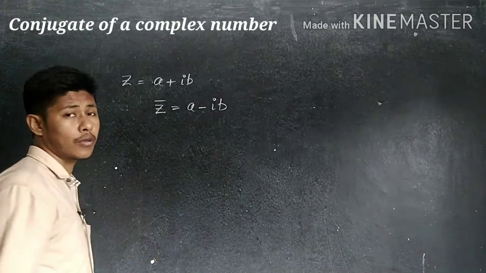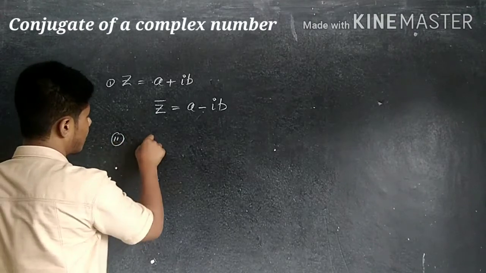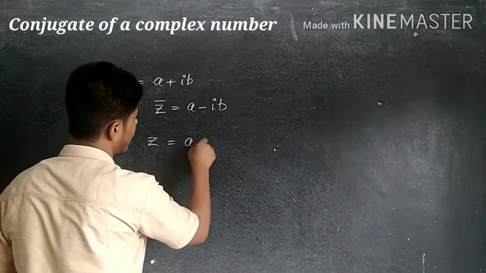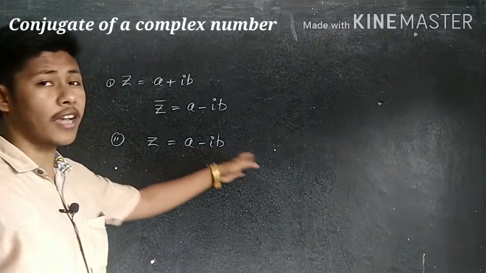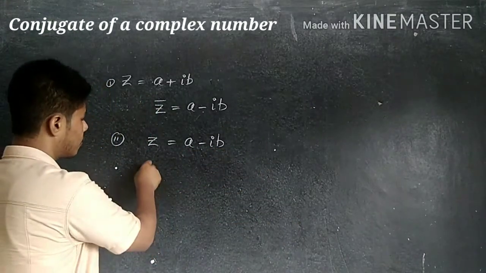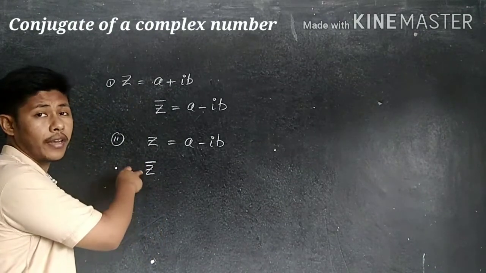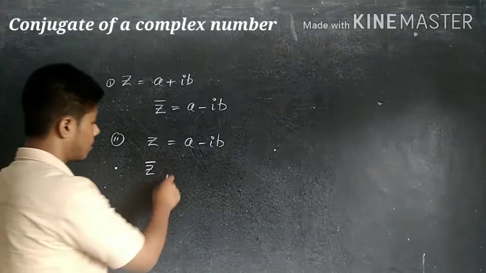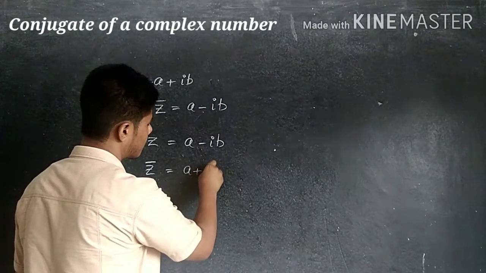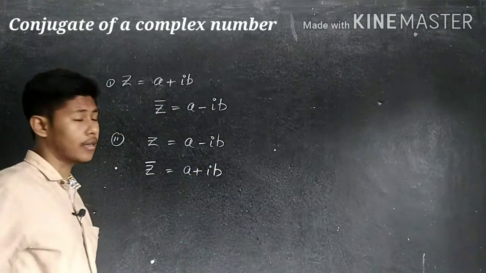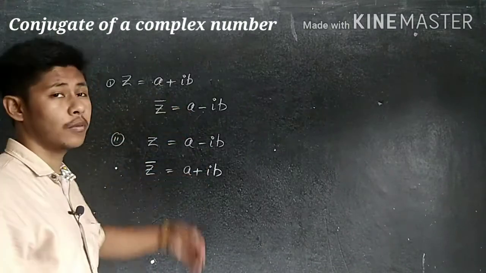This one is known as conjugate. Is it clear? This one is the first example. If another complex number is given, suppose z equals a minus ib. The conjugate is generally denoted by z bar, read as z bar. So the conjugate of this one is what we have to write here, a plus ib. Is it clear? If it is minus, it becomes plus; conjugate is the opposite, and if it is plus, it becomes minus.